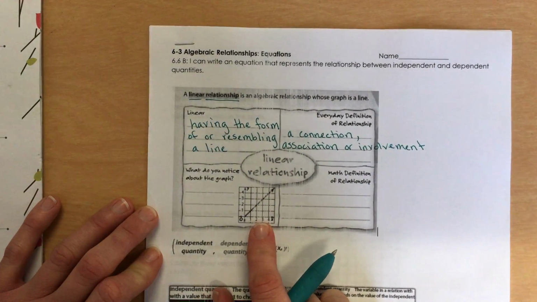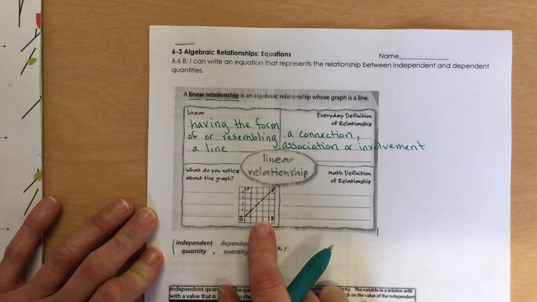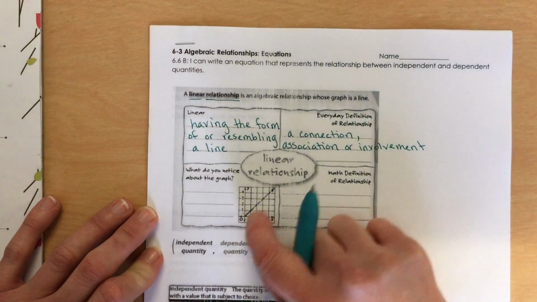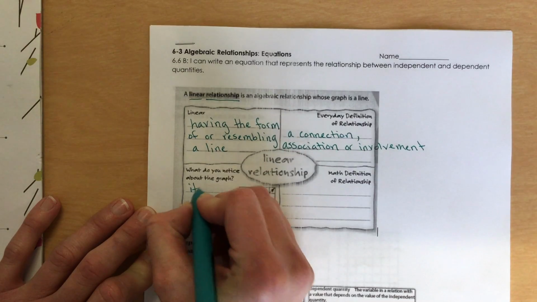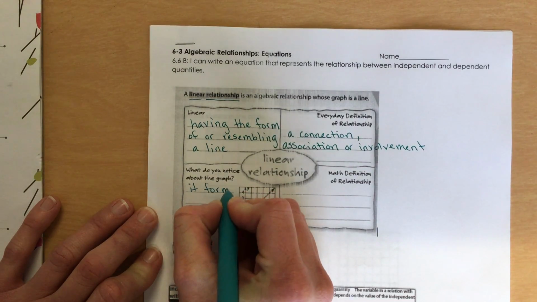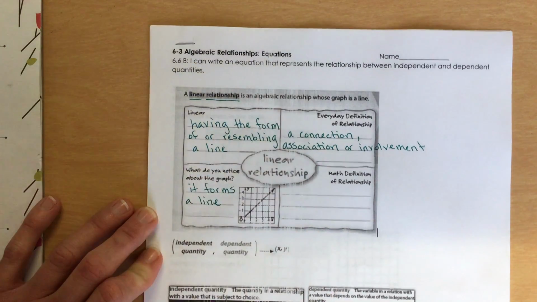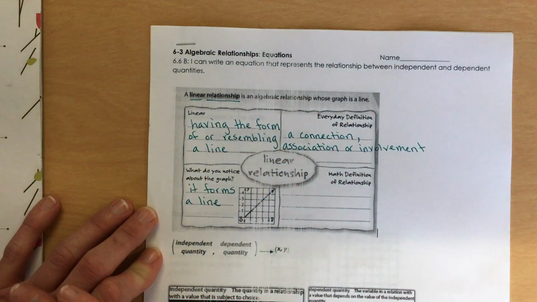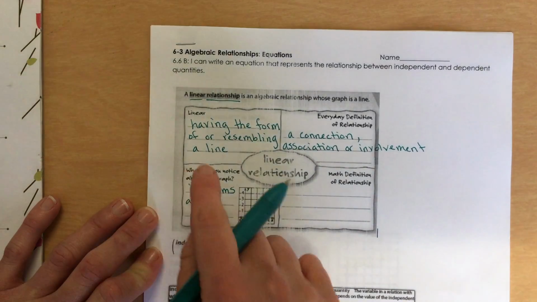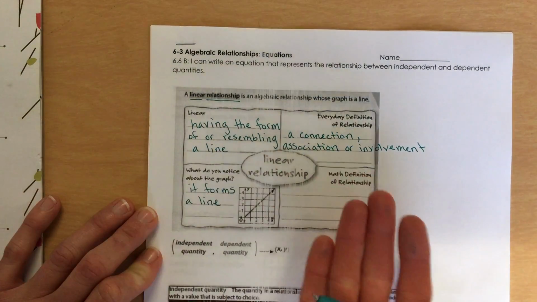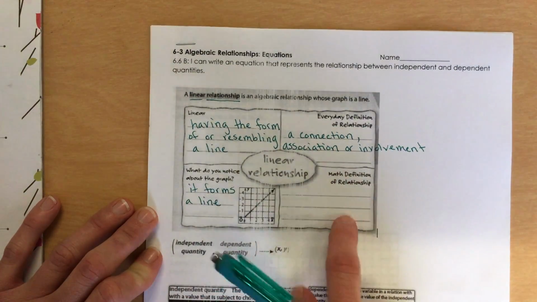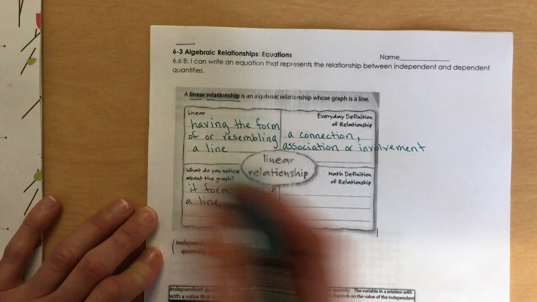So let's look at this graph. This graph represents a linear relationship, and what do you notice about it? Well, it forms a line.